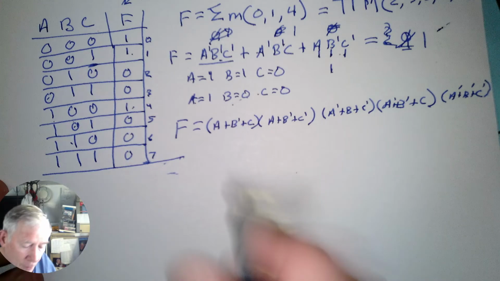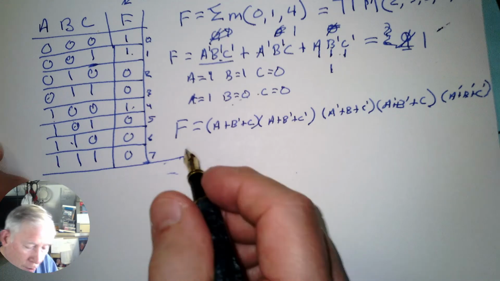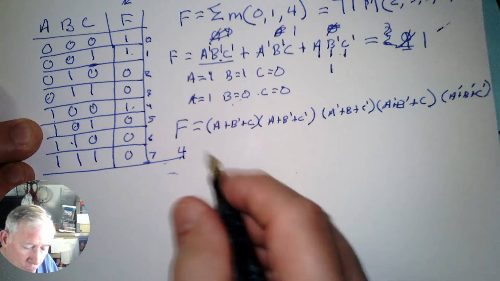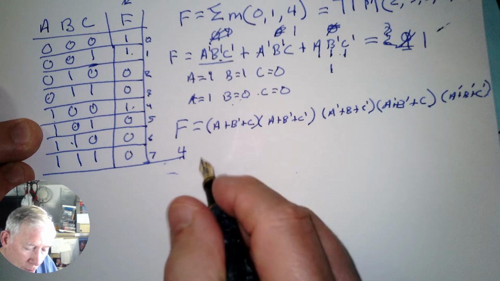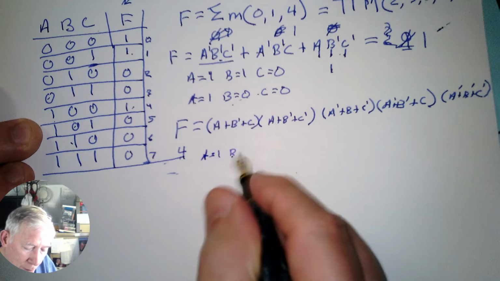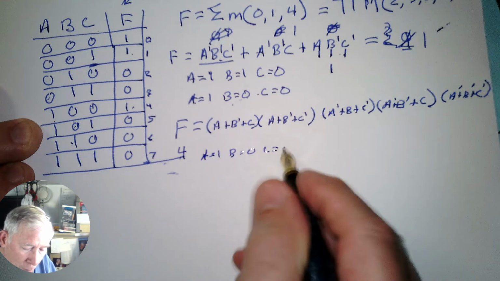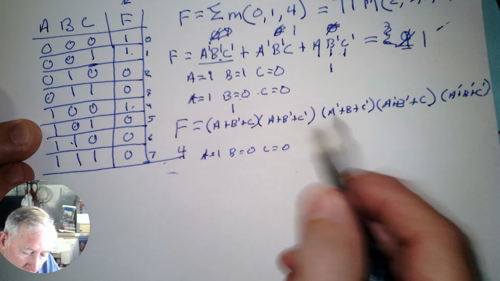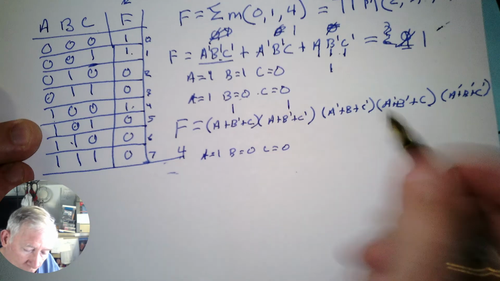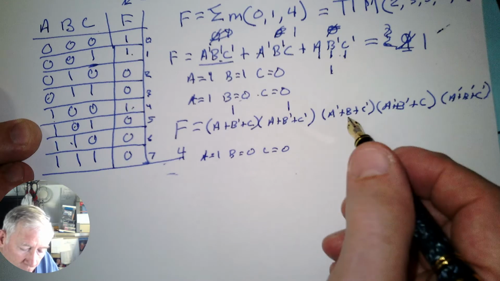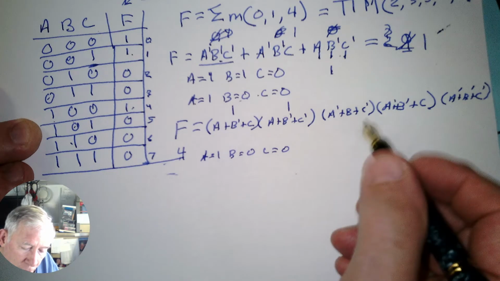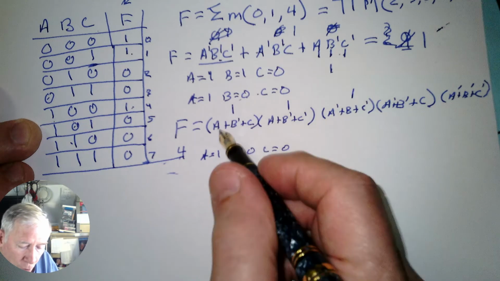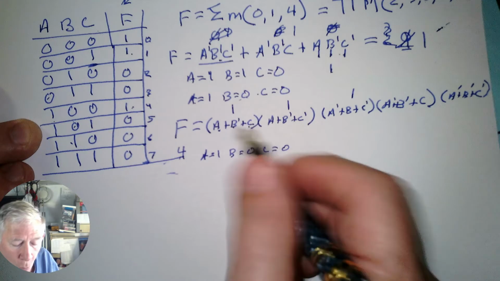Let's do an example. Okay, so let's take a row where we want it to be a 1. So that would be row 4. Okay, so for row 4, we have A equals 1, B equals 0, C equals 0. All right, so A is 1, so that's going to be a 1. A is 1, that'll be a 1. A prime is 0, so B, but C is 0, C prime then would be a 1, so that'll be a 1. Because remember, these are all ORed together, so if any one's a 1, it becomes a 1.